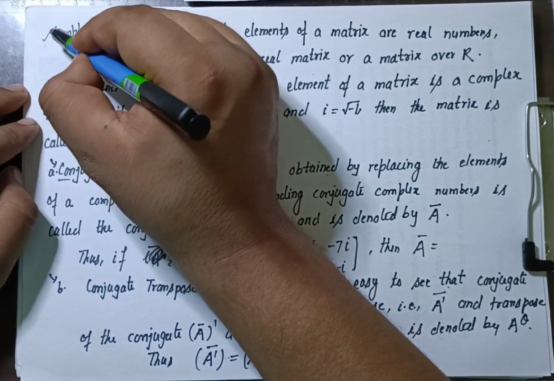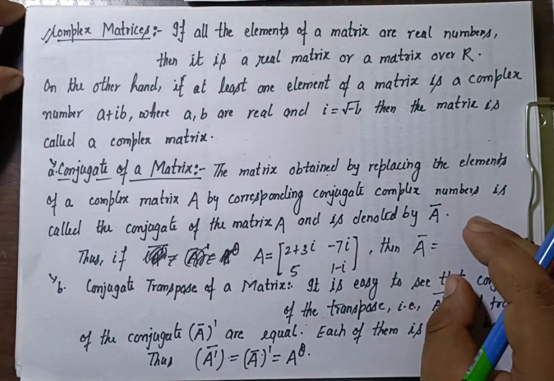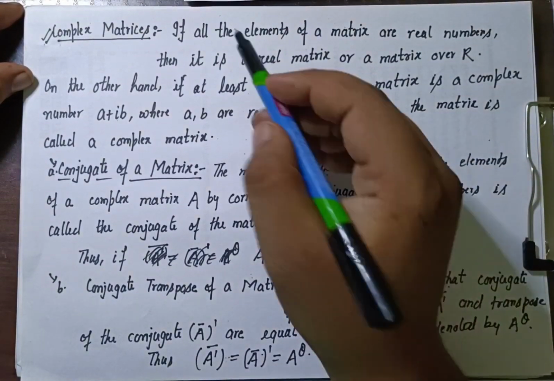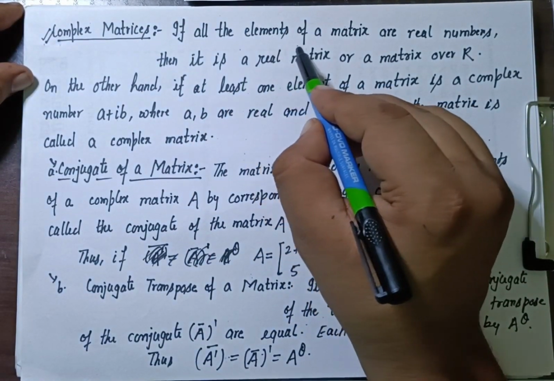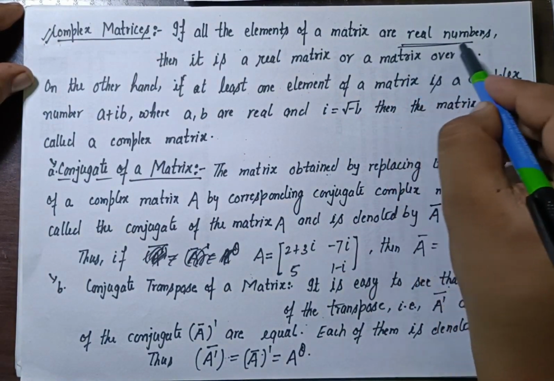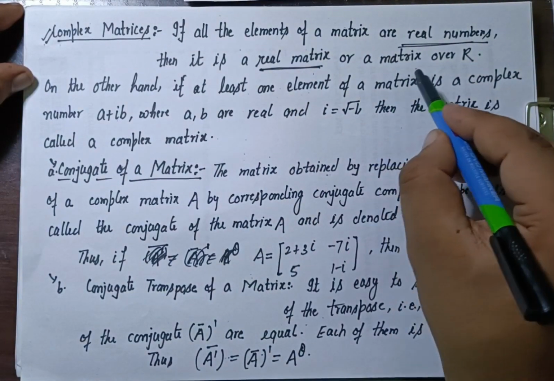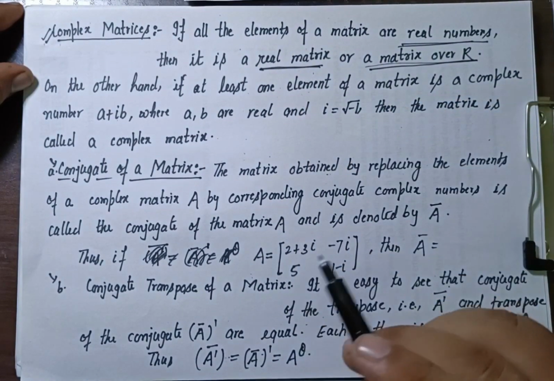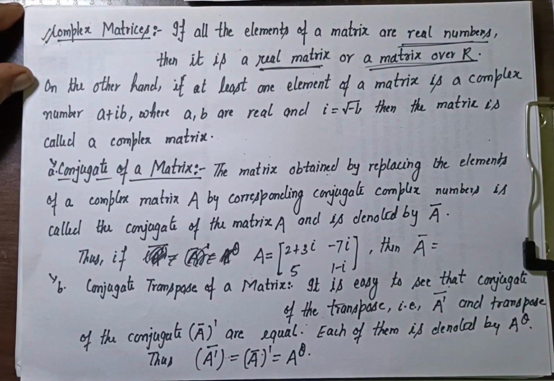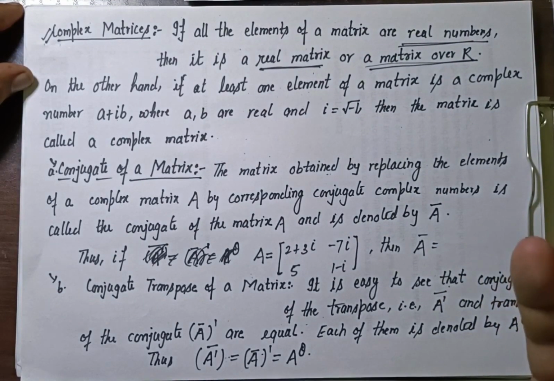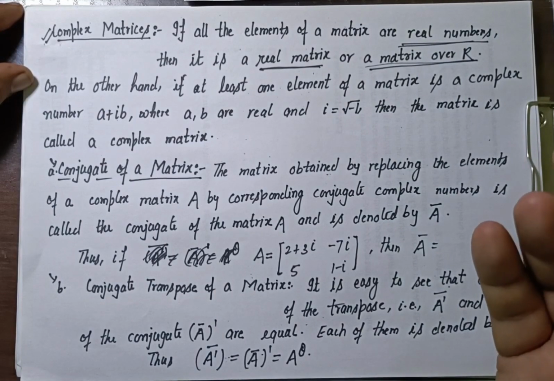Okay, we start with a complex matrix. Very easy. We have studied matrices in the previous classes. If all the elements or entries of a matrix are real numbers, then it is said to be a real matrix, or a matrix over the set of real numbers. It is quite easy to understand what we mean by a real matrix: if all the entries belong to the set of real numbers, that is a real matrix.